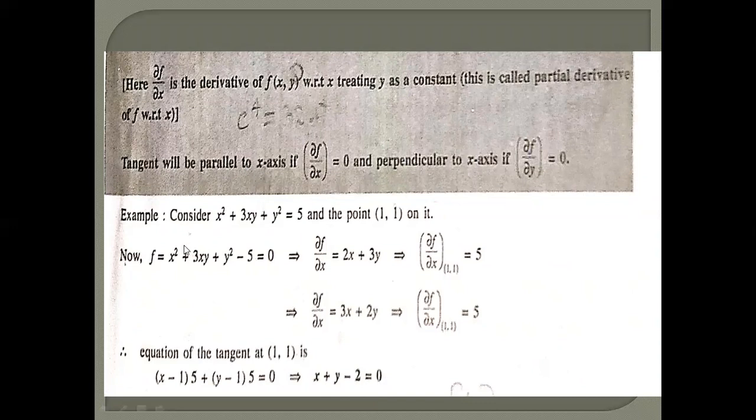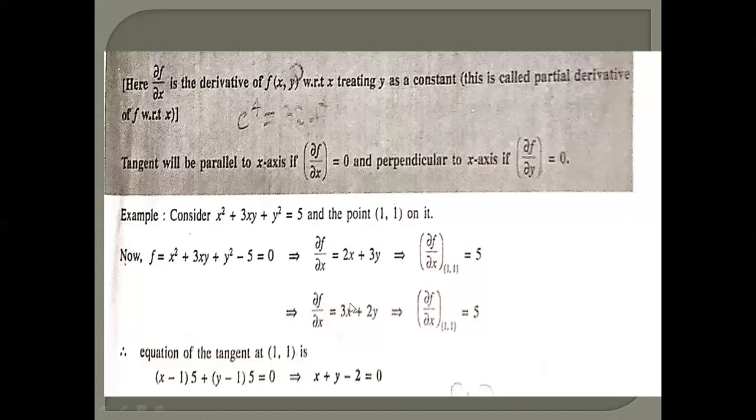One example for this: consider x² + 3xy + y² = 5, and the point is (1, 1) on it. This is considered as the function f, and ∂f/∂x means here y is constant. Just treat this y as constant, then x² differentiation is 2x, and 3xy differentiation is 3y, because y is constant, and y² differentiation is 0, 5 differentiation also 0, because we treated y as constant. Then ∂f/∂x at (1, 1) is 5.